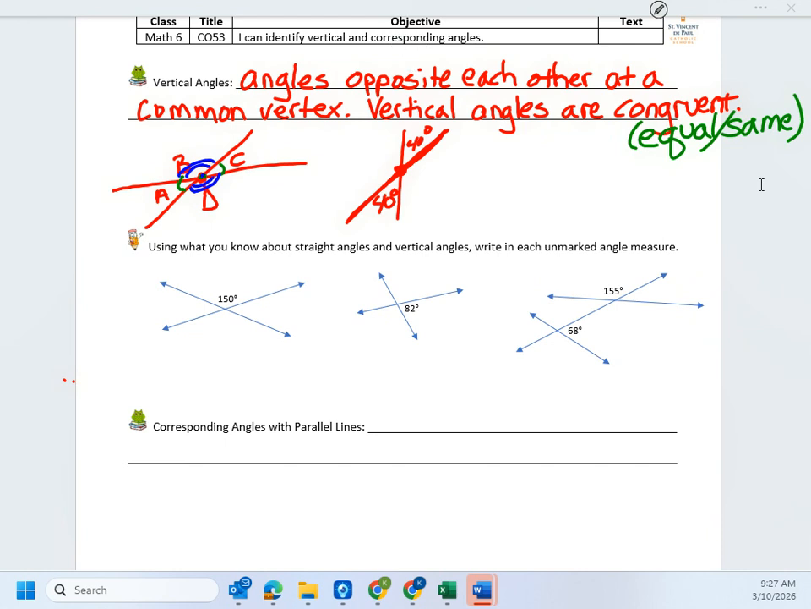Michael? Another 40 degrees. How did you get that, Michael? If I have that 180 degrees for that straight angle, I can subtract the 40 I know, and I'm left with 140. 140 plus 40 equals that 180 degrees. What is our other missing angle?